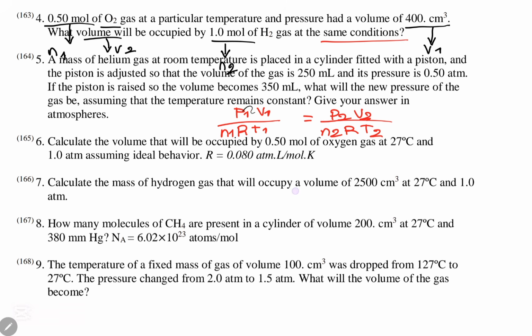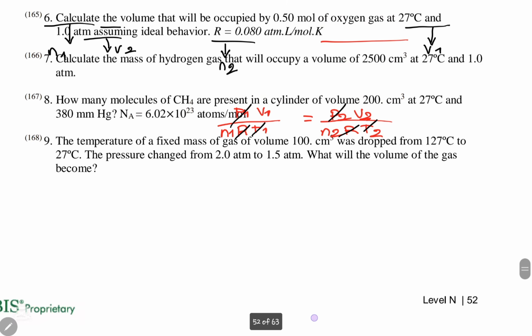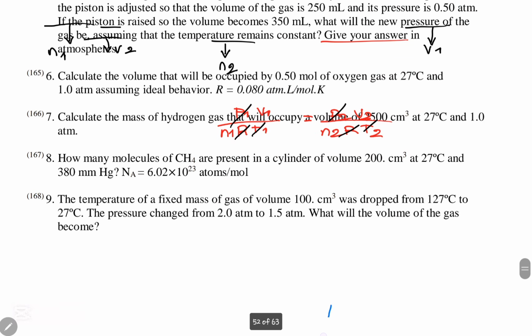So let's see. My pressure is constant. They didn't mention any change. We want to find the change in volume, so V1 and V2 stay. My number of moles changed, so I keep them. But R is always constant, and temperature 1 is constant in this case. So what's the equation I'm going to be using? Excuse me. Let me try to go back up again.